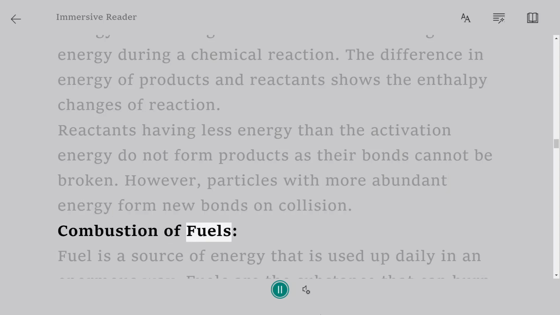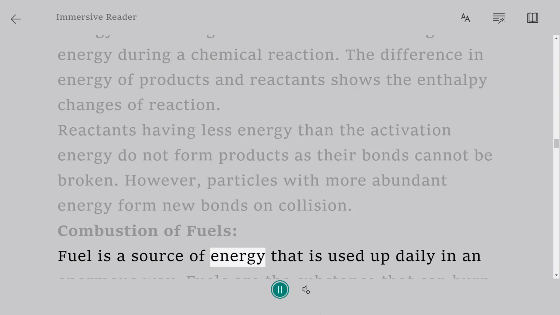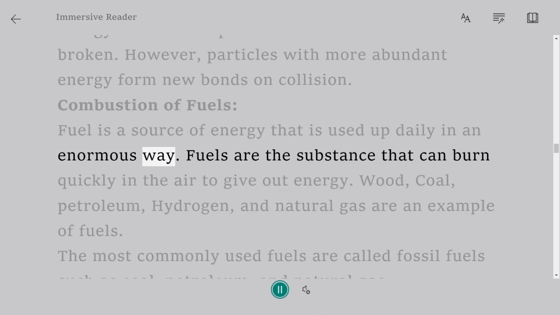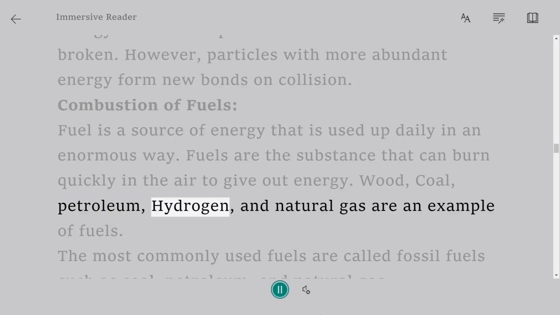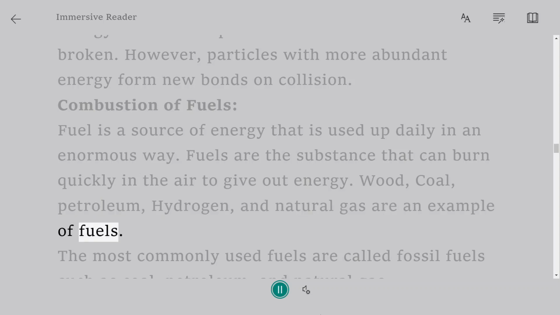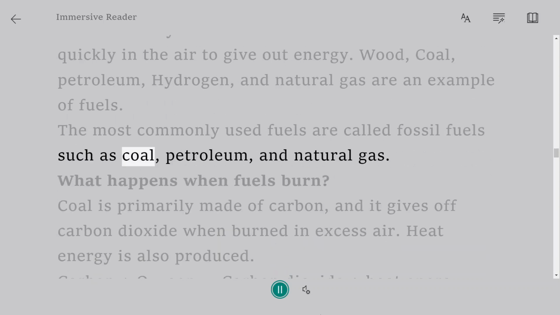Combustion of fuels. Fuel is a source of energy that is used up daily in an enormous way. Fuels are substances that can burn quickly in the air to give out energy. Wood, coal, petroleum, hydrogen, and natural gas are examples of fuels. The most commonly used fuels are called fossil fuels such as coal, petroleum, and natural gas.